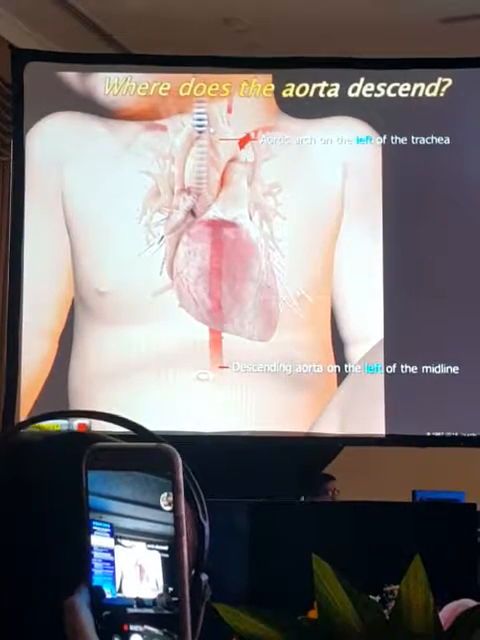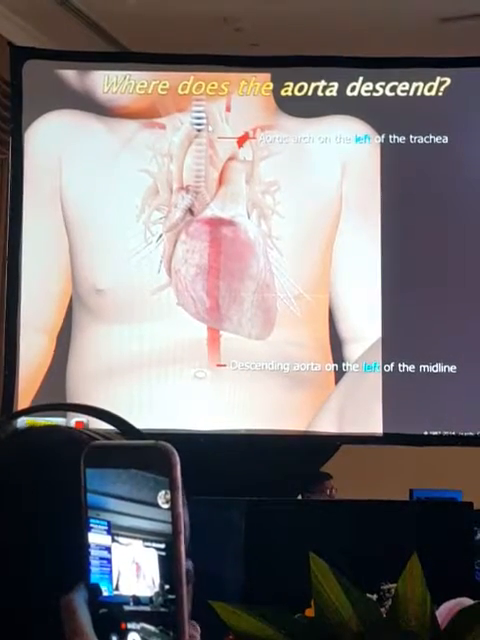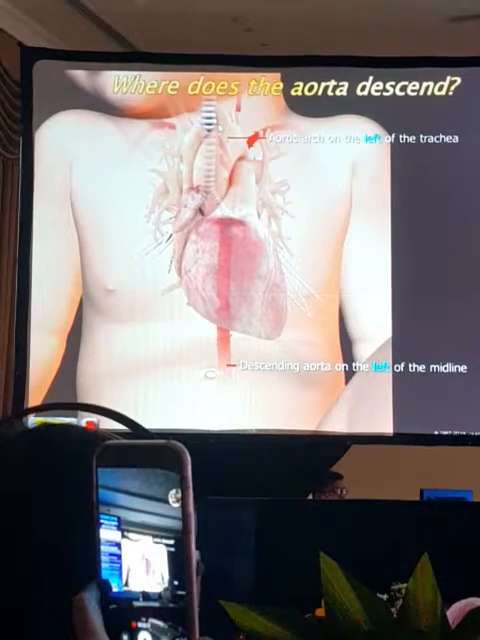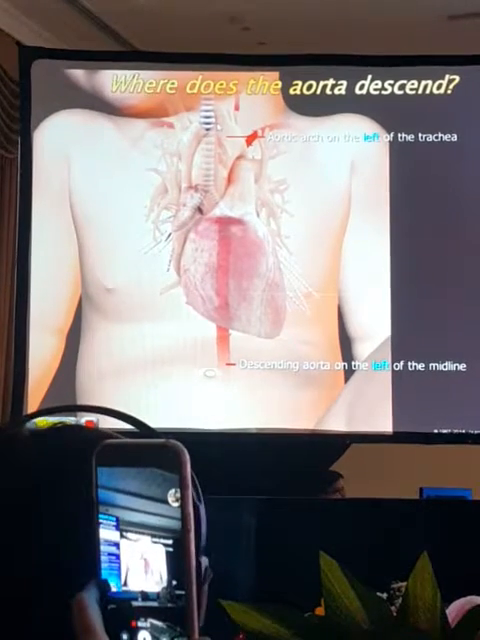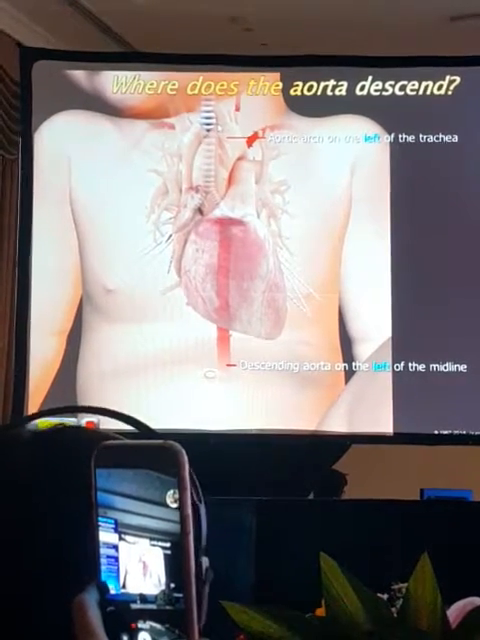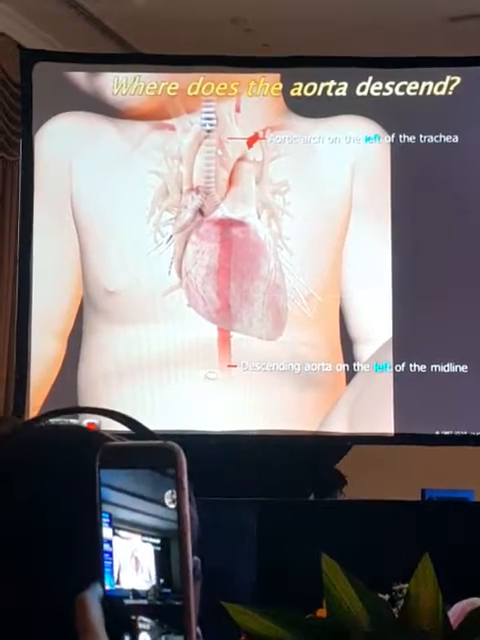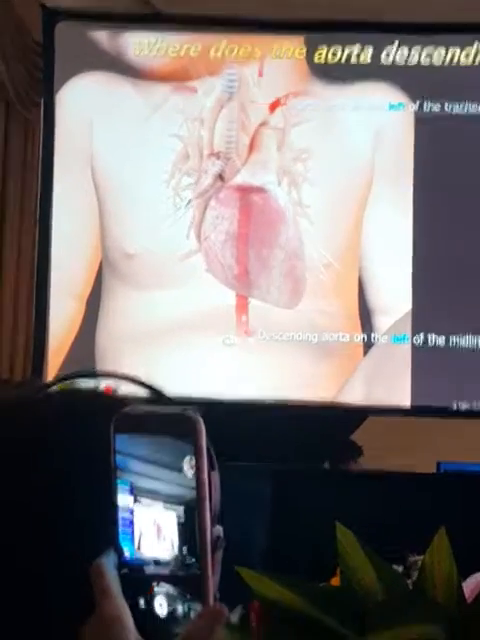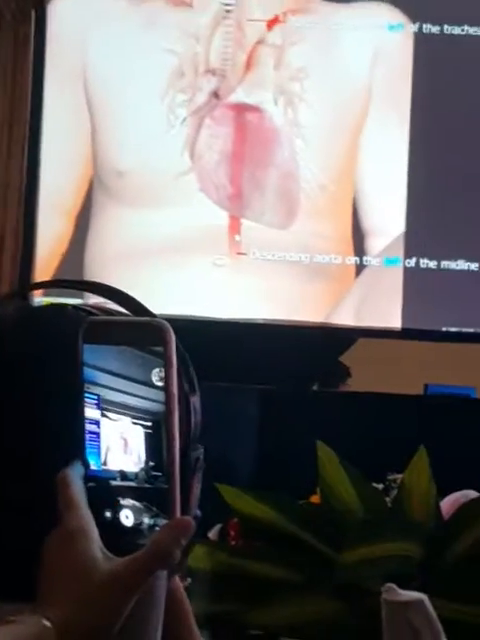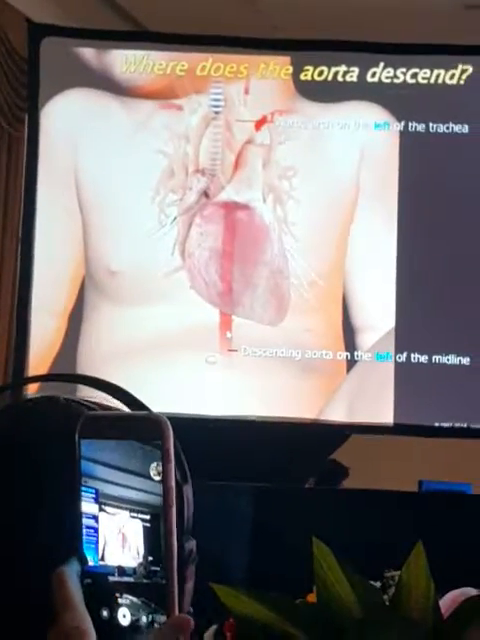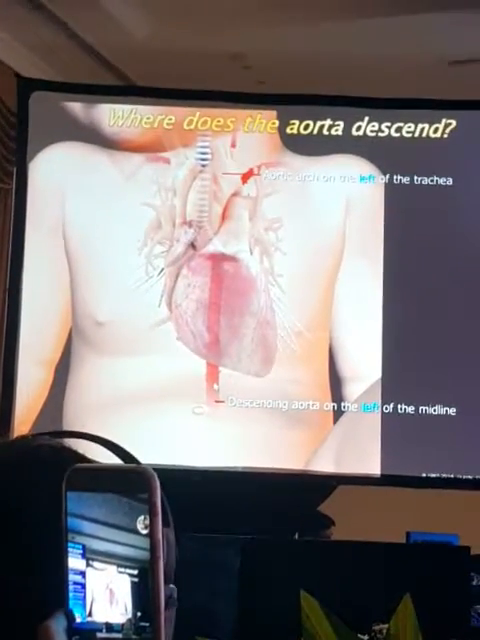In mammals, the aorta is on the left side of the trachea, and in birds on the right side. Many of these bird defects are actually the normal situation in different species. But we have to have the aorta on the left side of the trachea, and the descending aorta has to be on the left side of the midline. If it's not on the left side of the midline, look for it in the cardiac anatomy.